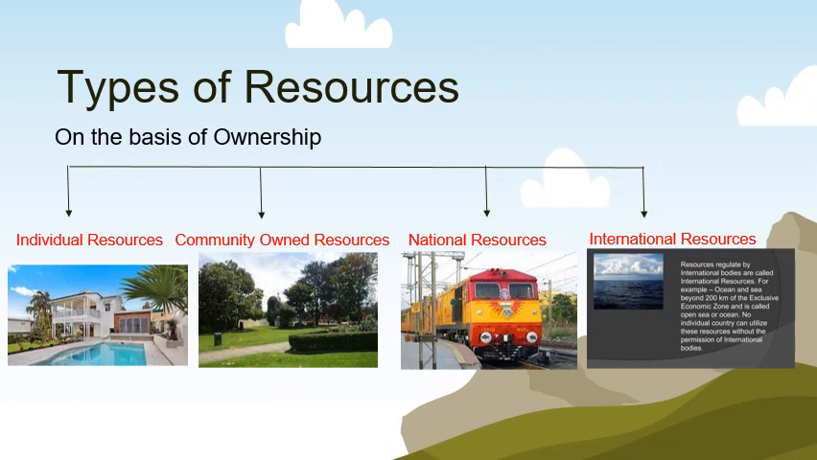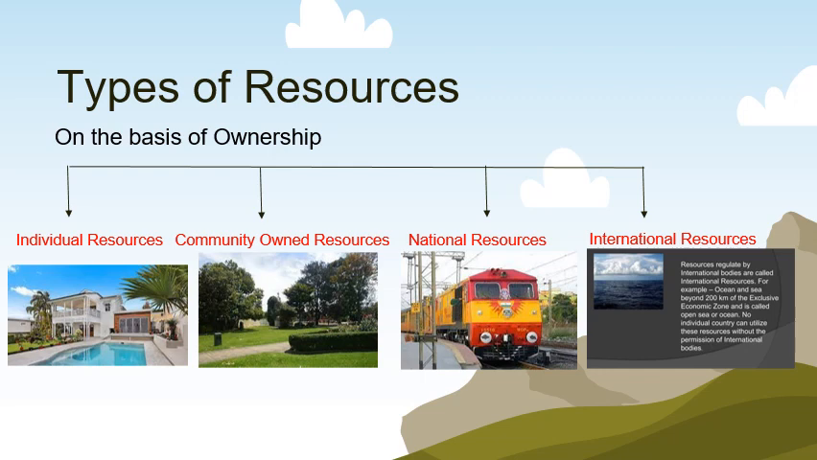The third classification is on the basis of ownership. We have 4 types here: individual or private ownership, community ownership, national resources and international resources. Okay, so let's take the first one, individual or private ownership. As the word says, private resources are owned and controlled by individuals or private companies. This can include land, buildings, natural resources, property, etc. Okay, and they are used only for personal or business purposes and can be bought, sold or traded on the market.